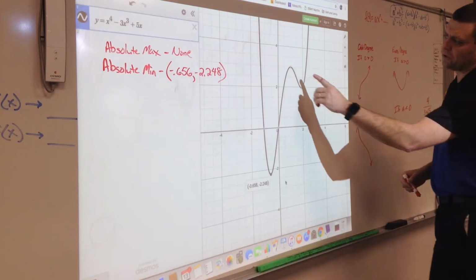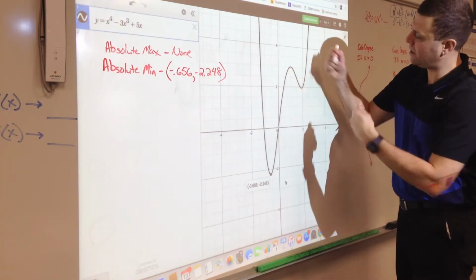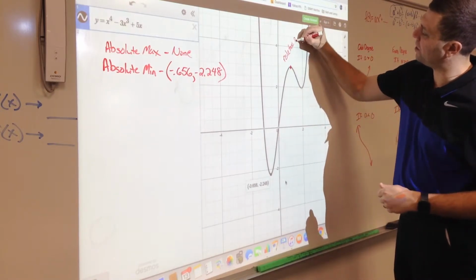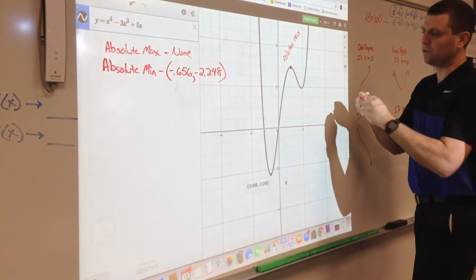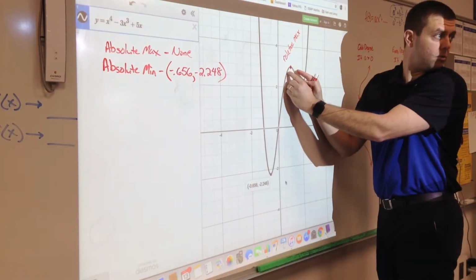Okay? So this value right here is actually a relative maximum. Okay? This coordinate right here is a relative maximum because if you look on either side of it, the y values are smaller, right?